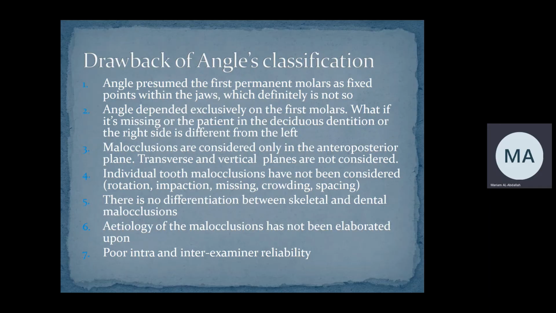For example, if the patient had an early loss of the second primary molar, the E, then what happens to the six is that it will shift mesially, and this will affect its anterior posterior position without reflecting the severity of the malocclusion. So all these reasons actually resulted in using Angle's classification just to describe the molar relationship, not to reflect on any of the severity of the malocclusion.